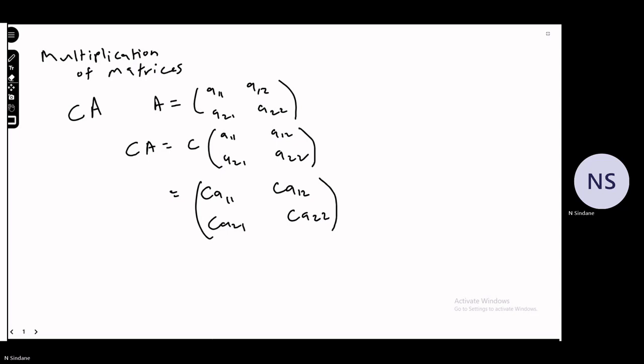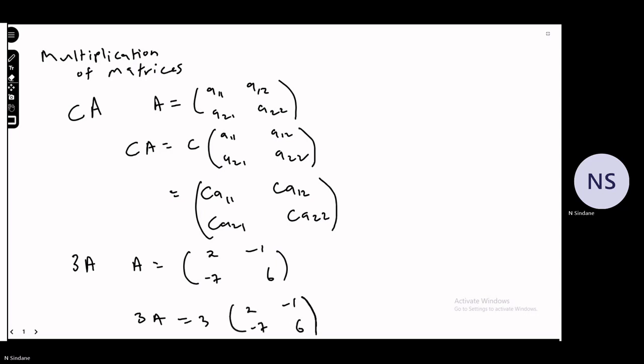Let's now put it into practice. Say you're given, they want you to identify 3A, given that A is equal to 2, minus 1, negative 7, and 6, right? They want you to identify that. So how will you do that? You're just going to say, in this case, 3A is equal to 3 into 2, minus 1, minus 7, 6, right? And then your solution will be 6, minus 3, minus 21, and 18.